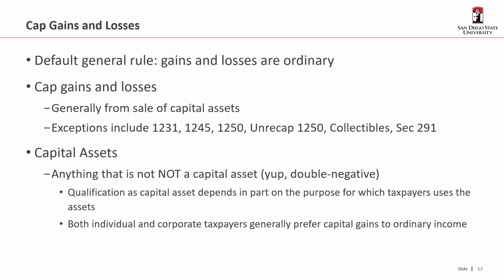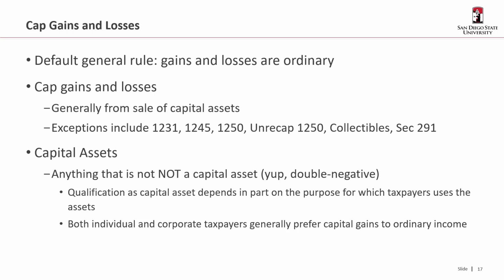So the default rule is that gains and losses are ordinary, right? So you should think of anytime you have a gain or loss, the first thing that should pop in your head is, well, that's an ordinary gain or loss, right? We generally get capital gains and losses only from the sale of capital assets. Now, when we get to chapters 12 and 13, I think mostly 13, we're going to back way off on that assumption and realize that Section 1231, 1245, 1250, unrecaptured 1250, collectibles, and Section 291 are all exceptions to that rule.